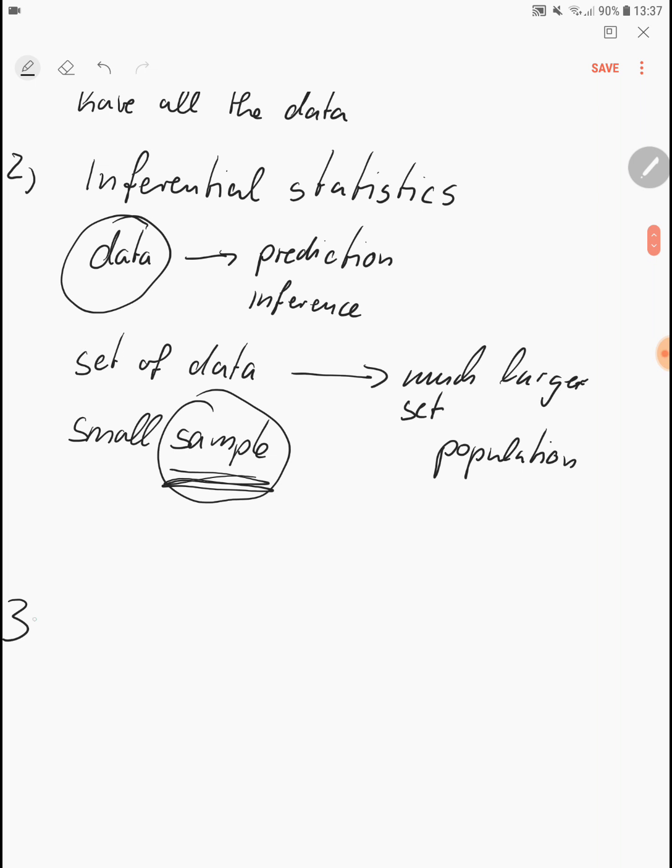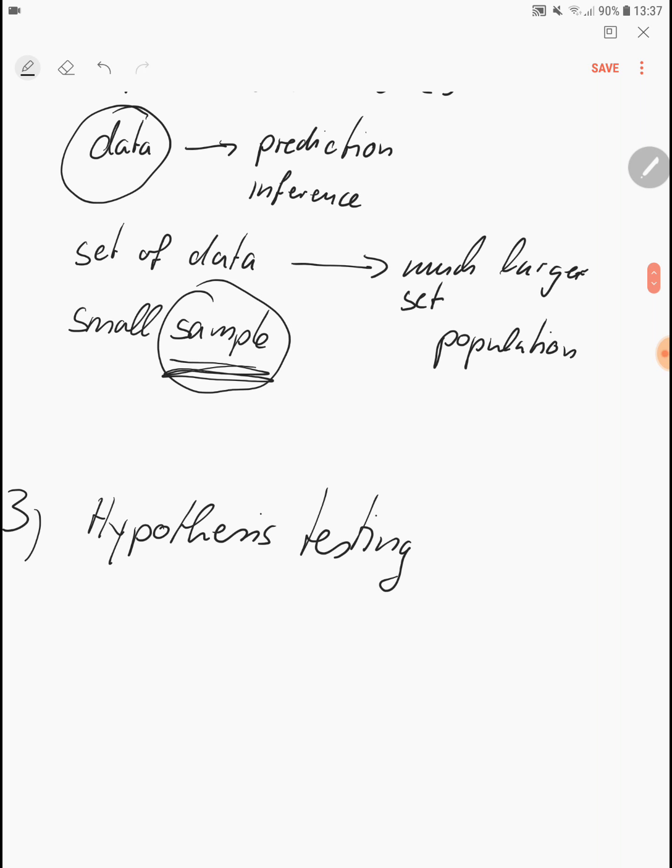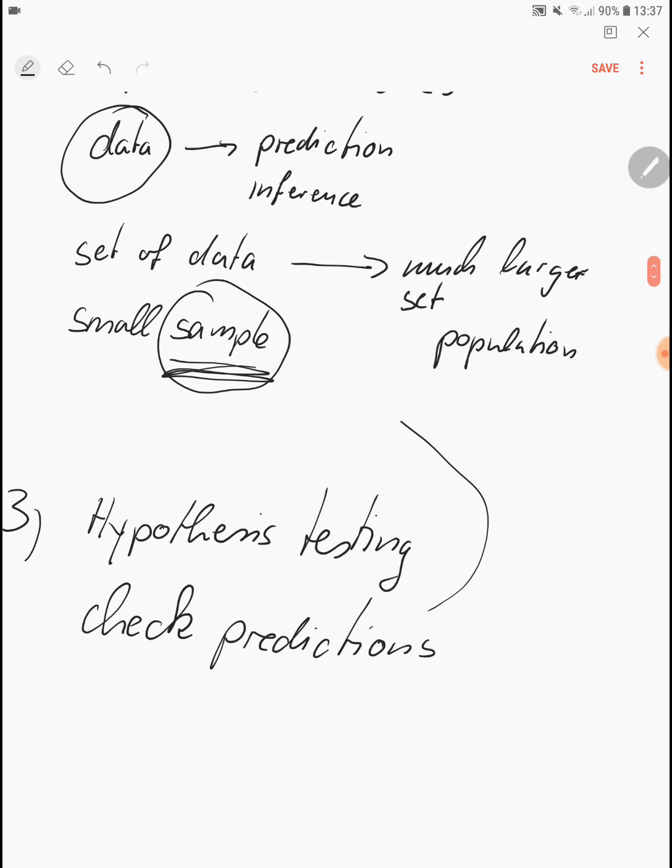And last but not least, we look at what is called hypothesis testing. We look at our predictions. So we check the predictions that we made here, and look at these predictions.